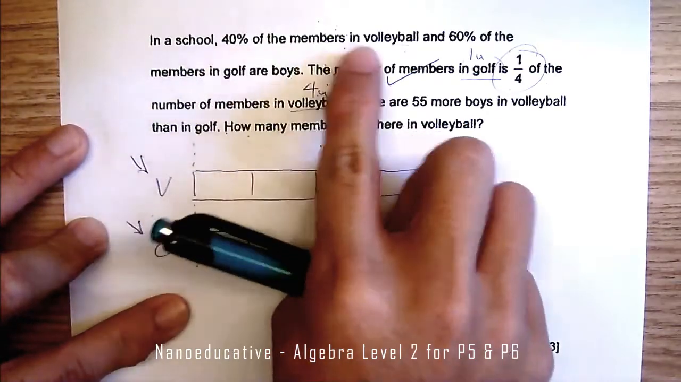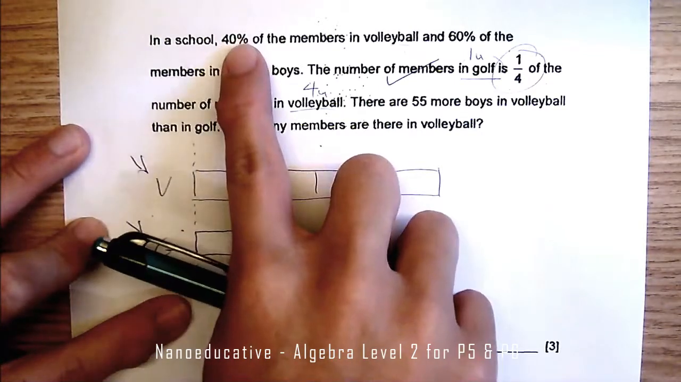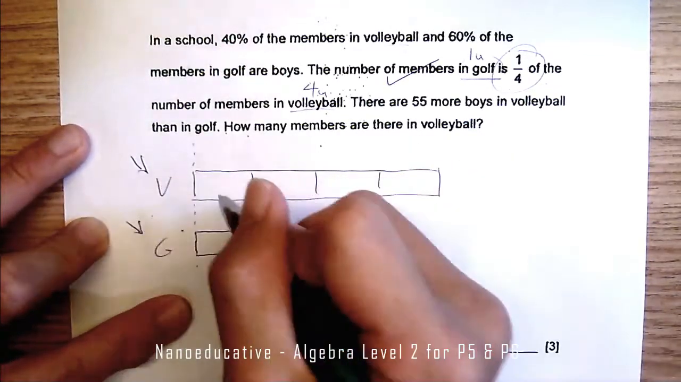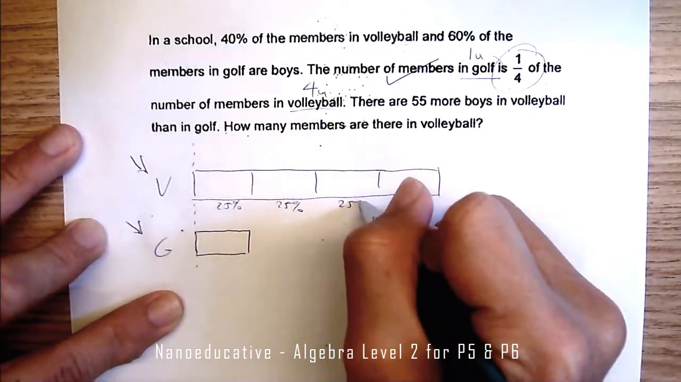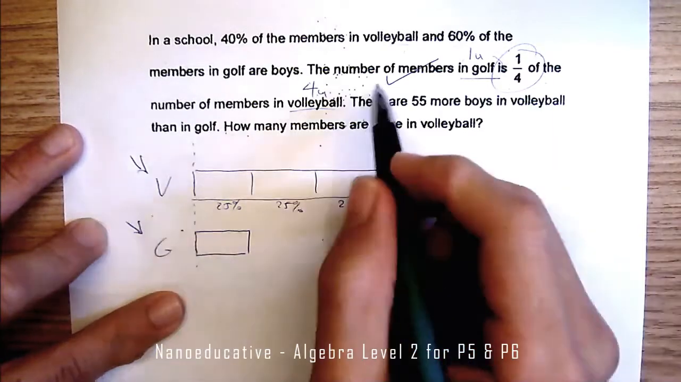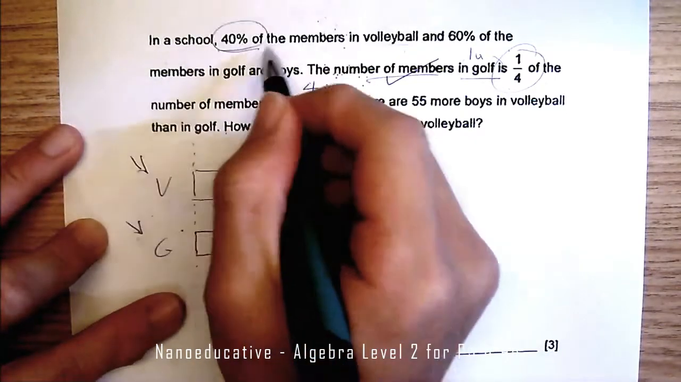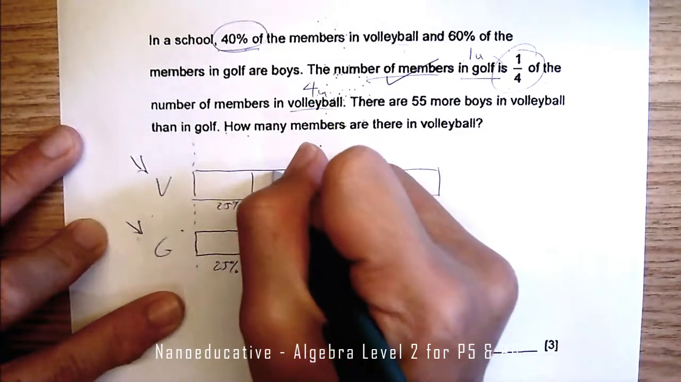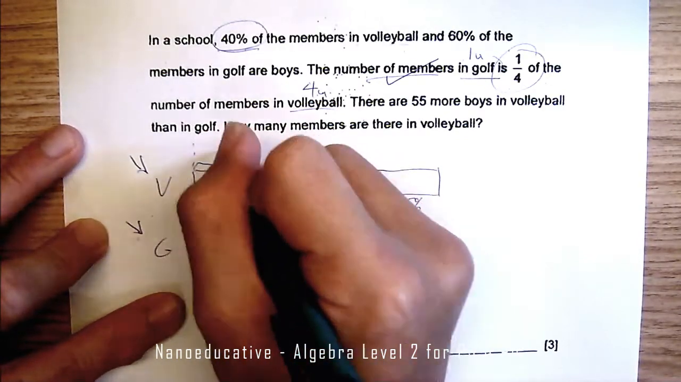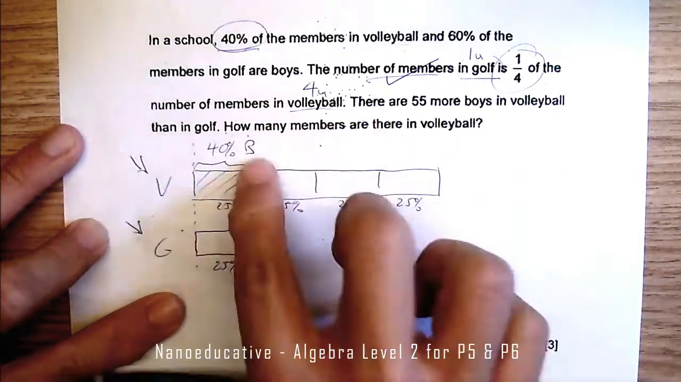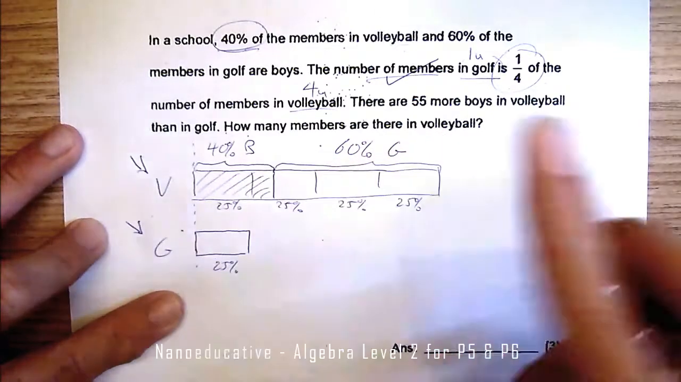They said 40% of the members in the volleyball are boys. This one is 100%. If it's 100%, it is about 25%, 25%, 25%, 25%. And because the number of members in golf is 1/4, so 1/4 is 25%. Simple, right? Since they said that 40% of the members in volleyball are boys, so maybe about here. So this one will be 40% boys, which means that this one is what? Girls lah. 60% girls. Cool.